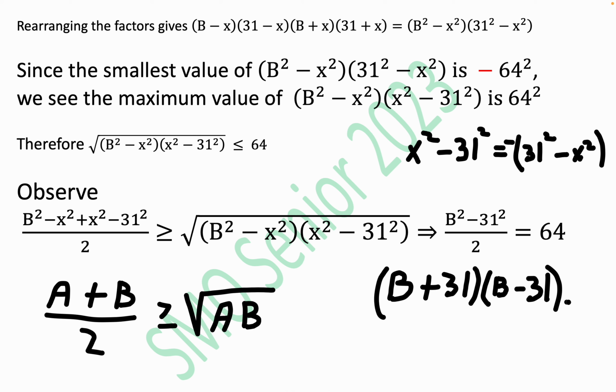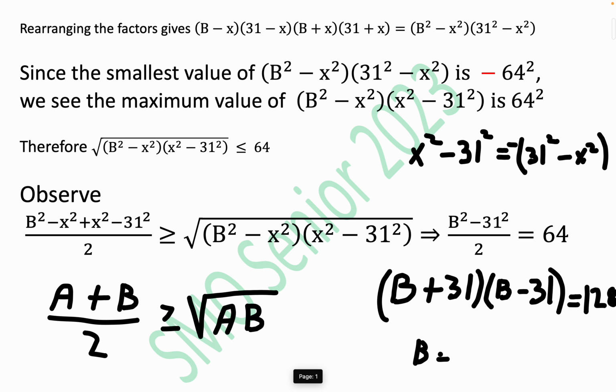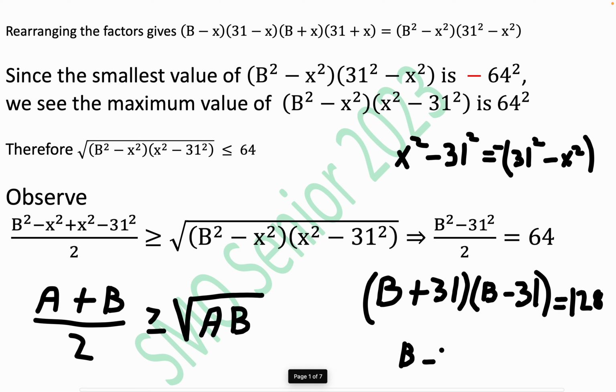I'm running out of room here. This equals 128. I multiplied 2 times 64 to get 128. Now this would imply that b is equal to 33. So b is equal to 33 is the solution here.